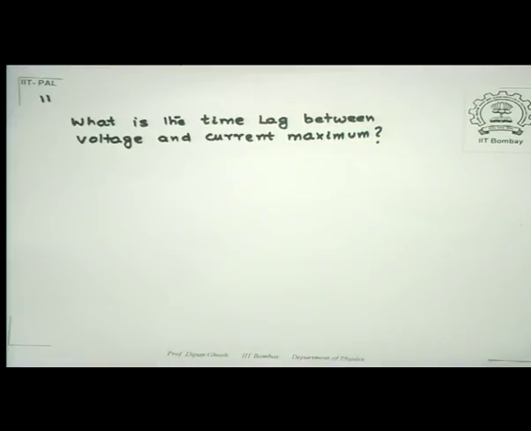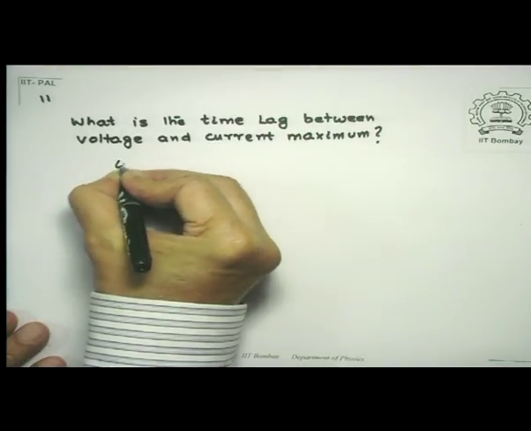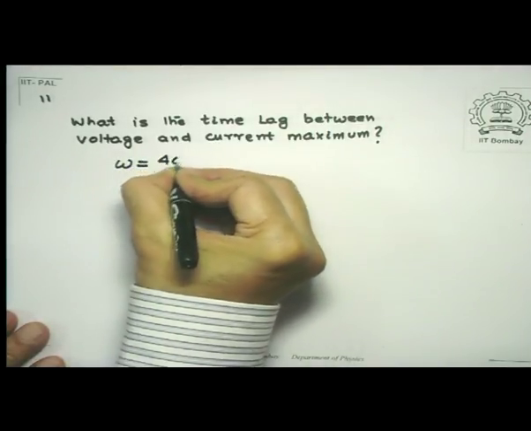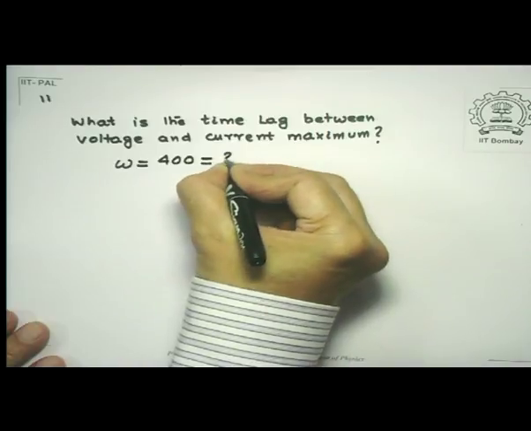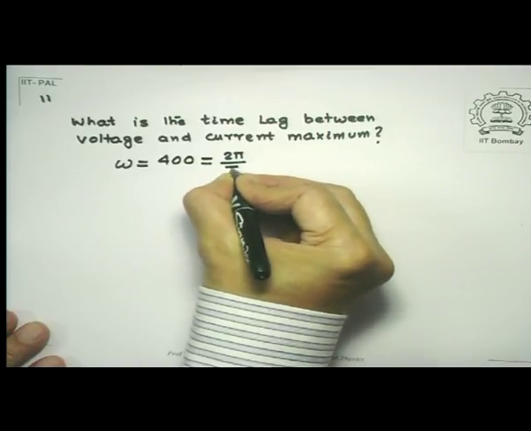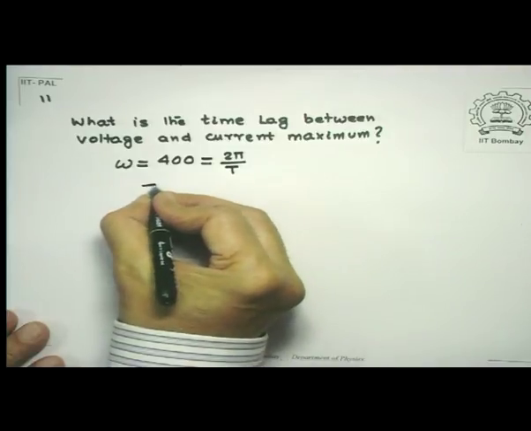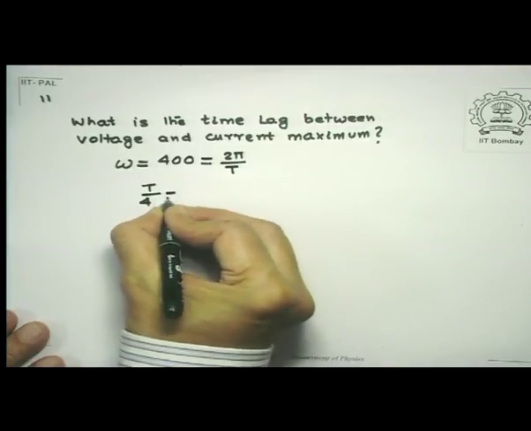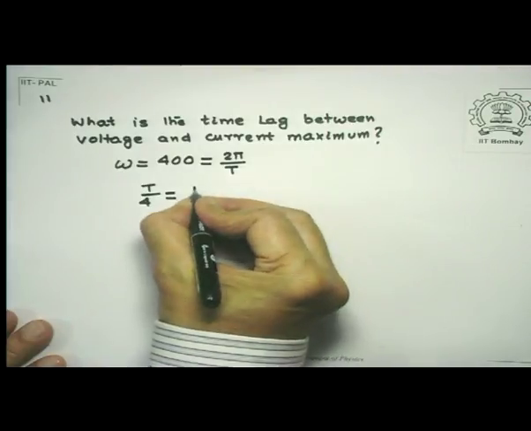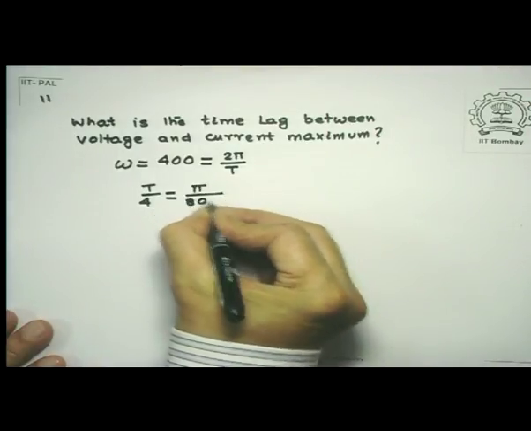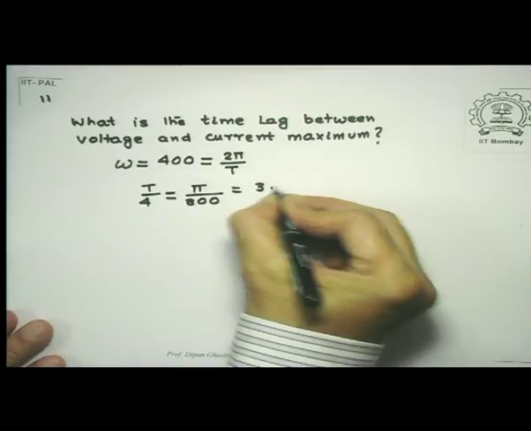Now we have seen that the current leads the voltage by pi by 2, and so that is a time period of T by 4. In my case what is given is omega equal to 400, but by definition of omega it is 2 pi by T. That tells me that T by 4, which is the time lag that we are talking about, is given by pi by 800, which is 3.9 milliseconds.